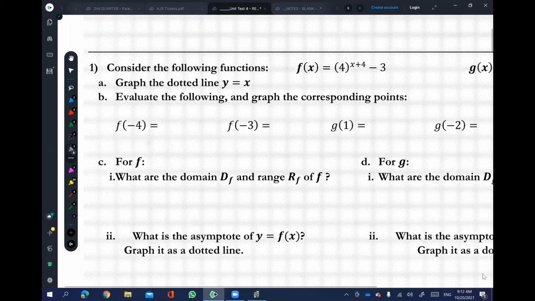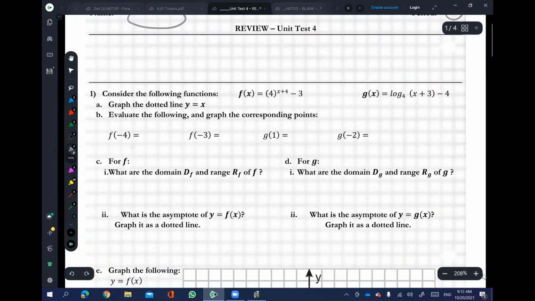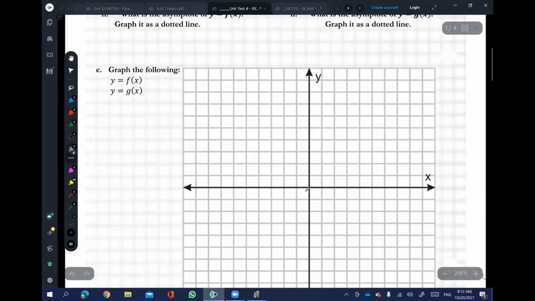So the first question, we're going to work on two functions, one exponential and one logarithmic function. The first part A, is to graph the dotted line y equals x. It is just the perfect diagonal across the coordinate plane, y equals x.